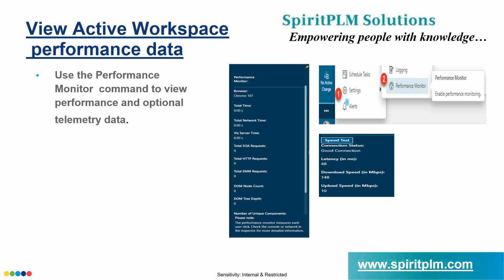Okay. The next one, how to check the performance data in the active workspace. This is a new feature in 6.3. Using this, you can do the performance monitor. For example, you can check your internet speed, download speed, upload speed, connection status, total SOA request, total network time, HTTP request, node count, tree depth. Using the performance monitor, you can quickly find out the details about your internet speed and all this. Near the logout button there is a performance monitor feature, and using that you can find out the performance of your browser.